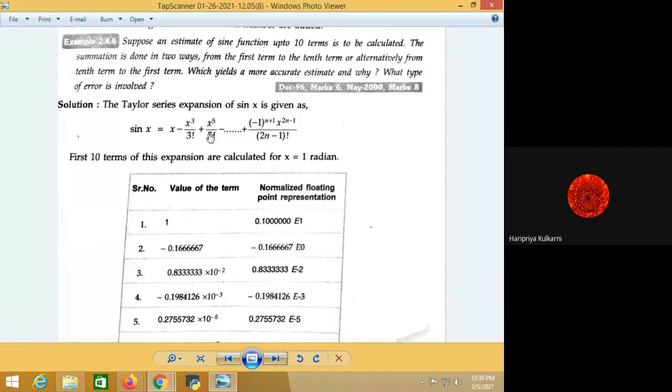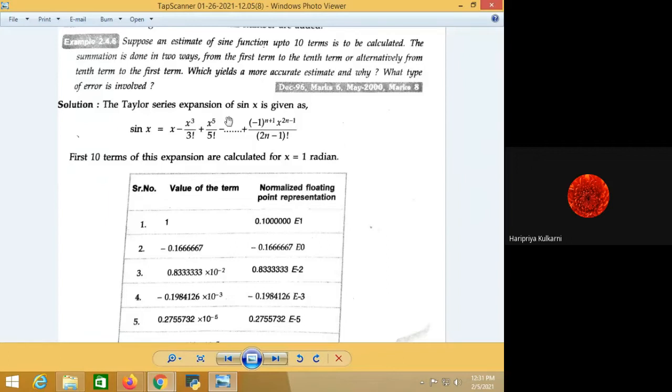Now third term, if you observe, 1 raised to 5 upon 5 factorial. What will be 5 factorial? 5 into 4 into 3 into 2 into 1. So if you solve this, you will get the answer 0.83333 into 10 raised to minus 2. Likewise, you have to take the 10 terms. Once you calculate the 10 terms, then we will normalize it. So this one I have represented as 0.1 and therefore it is 10 raised to 1. This is with e0, this is with e minus 2, this is minus 3. So whatever answers we are getting, I am just writing it here in its normalized form.